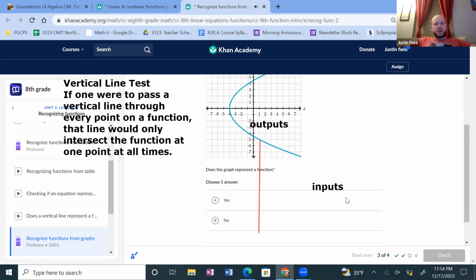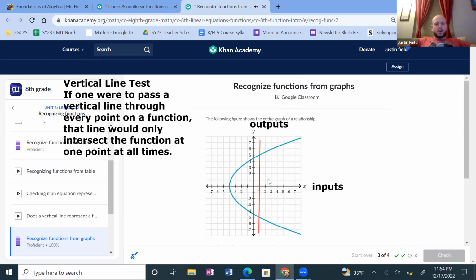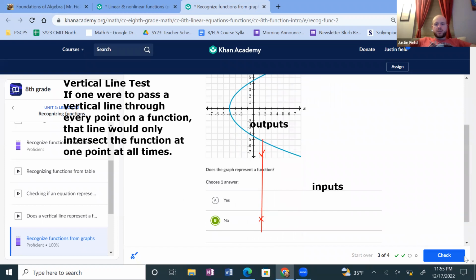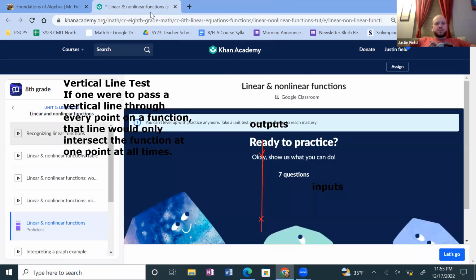Now here you go. Look at this one. Every point just about is in violation of the vertical line test. I'll just take this one right here. You can see, boom, it intersects there and there. This is our first example of a non-function. All right, last one.